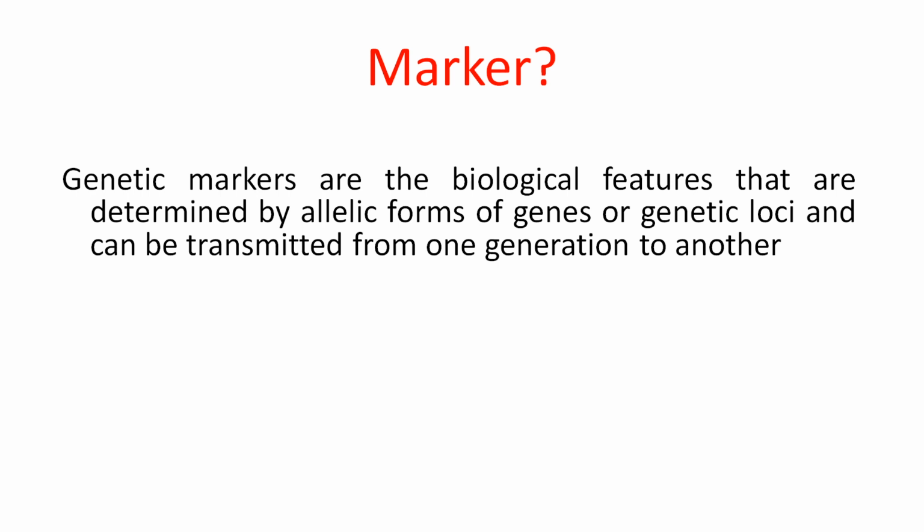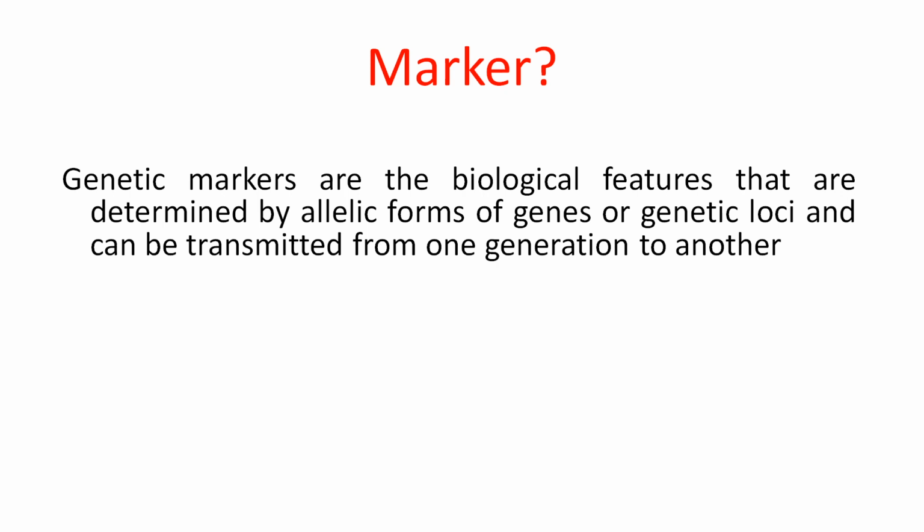To start with, let's discuss what a marker is. Genetic markers are biological features that are determined by allelic forms of a gene or genetic loci and can be transmitted from one generation to another. This means it can be any biological feature. It may be in the form of a morphological trait, or a chromosomal trait, or at the level of DNA, which is associated with the different forms of alleles produced by the genes.